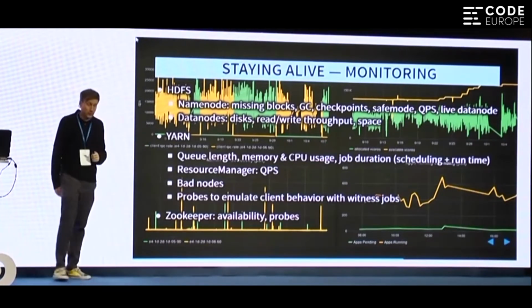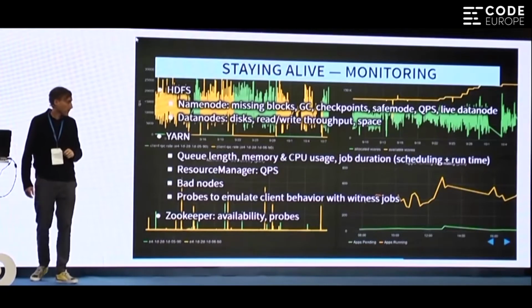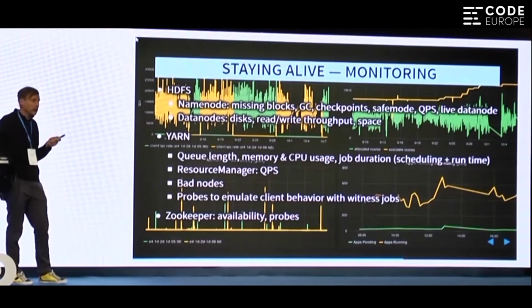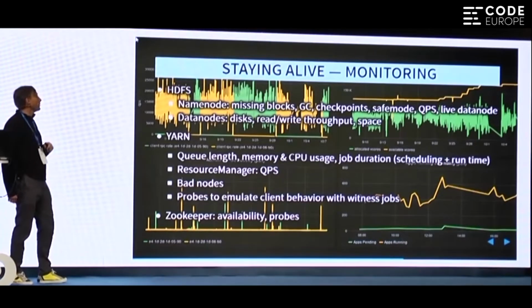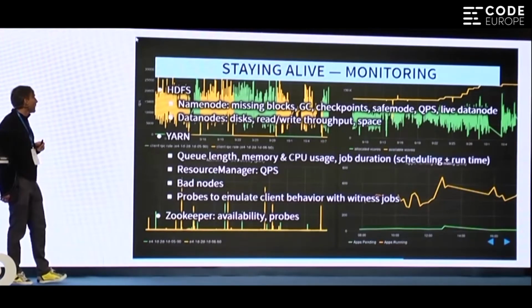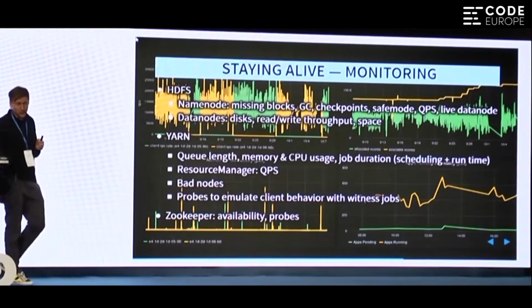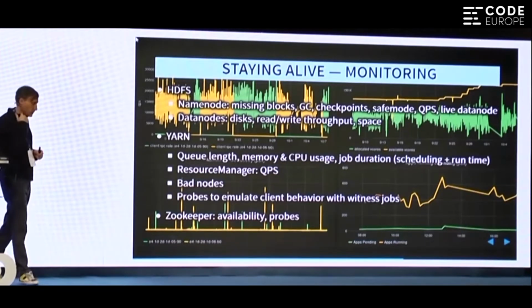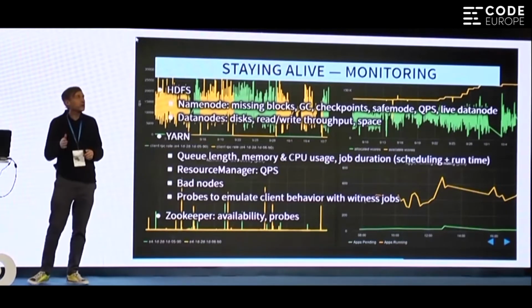Yarn, if this is the storage part, is the part that runs the jobs. So we need to check that jobs don't spend too long in the queue waiting to be run. We need to check that jobs don't suddenly start using more CPU time, so that there's extra CPU for new jobs. We need to check that the resource manager doesn't have too many operations, and that there aren't bad nodes that are failing jobs. And so we've written lots and lots of probes which emulate user jobs that are run every minute.